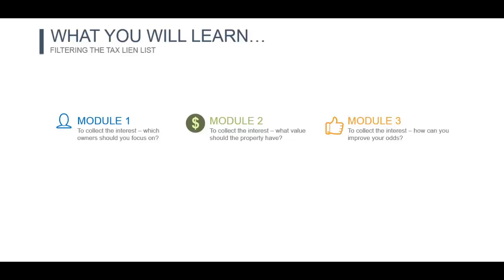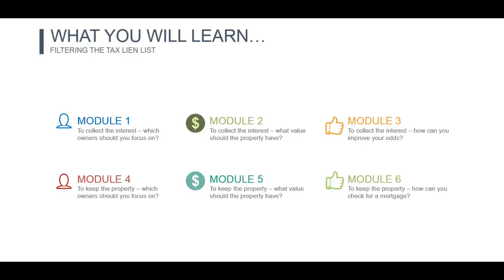Then in the next 3 modules, we're going to focus on getting the underlying property. So, module number 4, if you want to keep the property, what are the owners you should look at? They're not the same owners as the previous one about collecting interest. If you want to keep the property, remember 1, 2, and 3 all hover around the idea of the person being likely to redeem, which means you're going to get your money back with interest. In modules 4, 5, and 6, when you want to keep the property, they're not likely to redeem. It's likely that it's going to go all the way to foreclosure, and that's how you're going to get a deed to the property. So module number 4, what sort of owners are not likely to redeem?